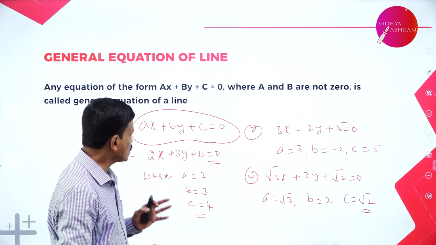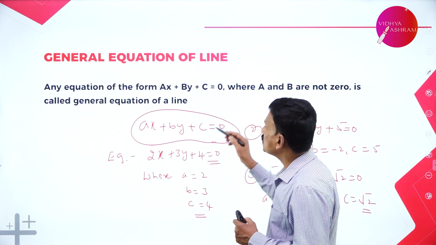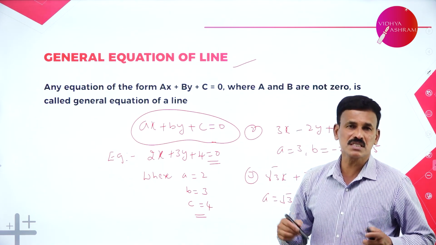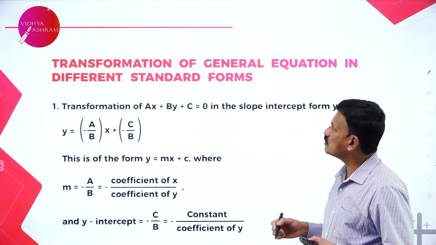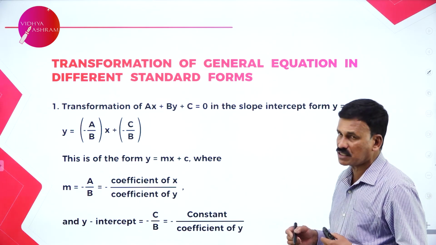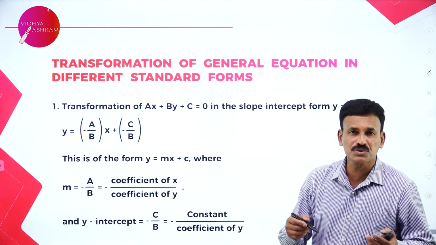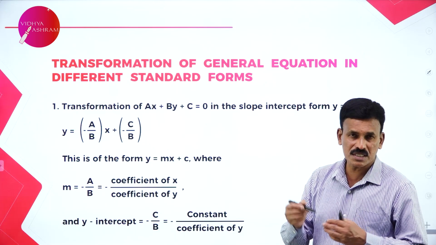So these are a few examples of a general equation of a line. The general equation of a line is always of the form ax plus by plus c is equal to 0. Now let us know the transformation of the general equation into different standard forms. The general equation of the line can be transformed into different forms of equations, which we have studied in the last class.